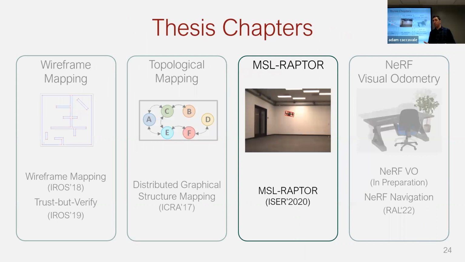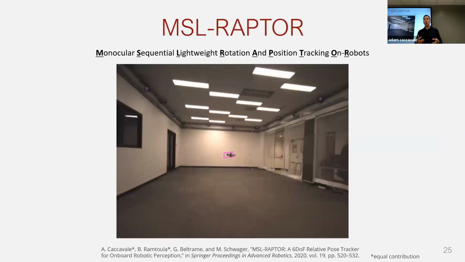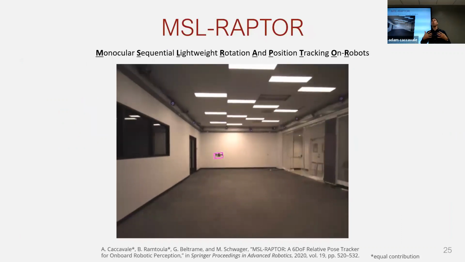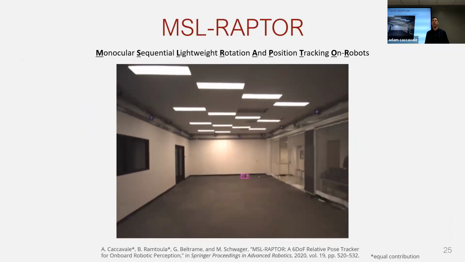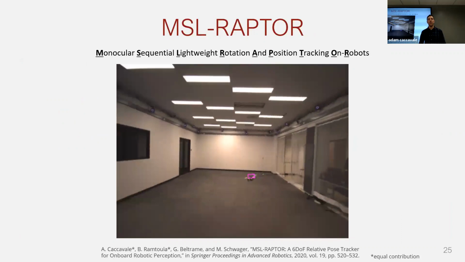So at this point, I'm going to skip over the other mapping method, topological mapping, and start talking about MSL-RAPTOR. So this, again, is a framework for tracking an object relative to the camera. But again, our main goal here was we wanted to run the algorithm on the robot. So similar, we kind of had this lightweight theme, but it's done in a different way. Here, the representation is lightweight, so it requires minimal processing power. And I'll talk about how that's used in a second.